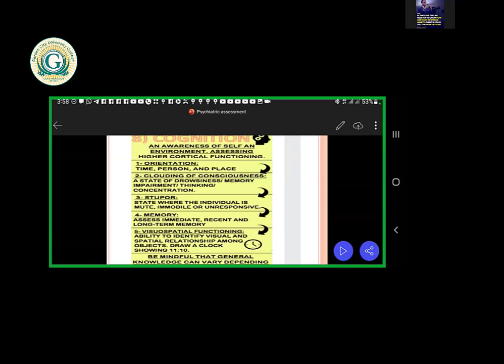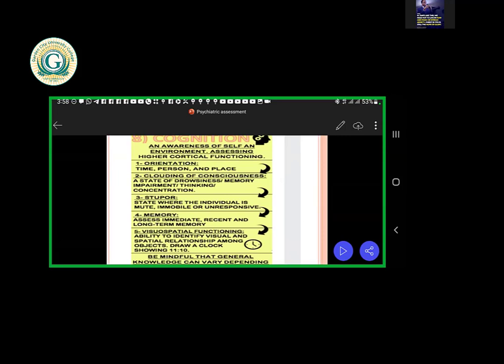Cloudiness of consciousness. You want to know whether the patient is drowsy. Does he have a sharp memory, in terms of, can he remember recent and past events? Okay, is he able to concentrate? You also want to know the stupor state, a state where the individual is mute, immobile, or irresponsive. Normally, the stupor, we take it under the level of arousal. But in neurology, they bring it under cognition.